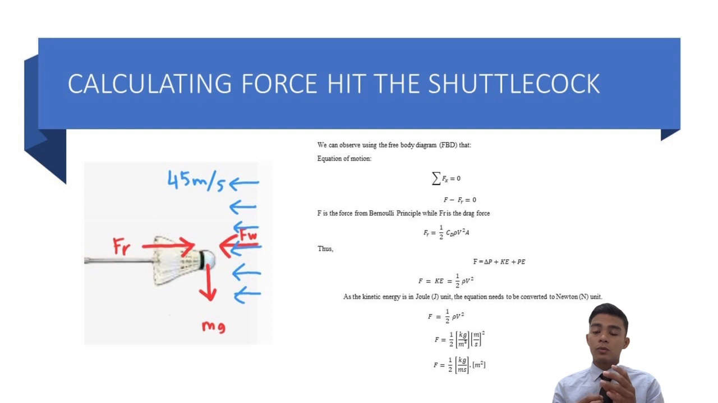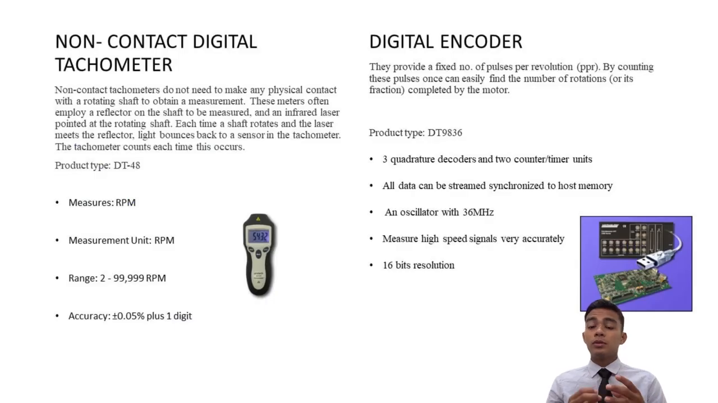But forces of the wind, we have to consider the potential energy, kinetic energy, and then we get the whole formula: force equal to 1/2 rho v square times area. To observe the rotational part of the shuttlecock, we have two tools.